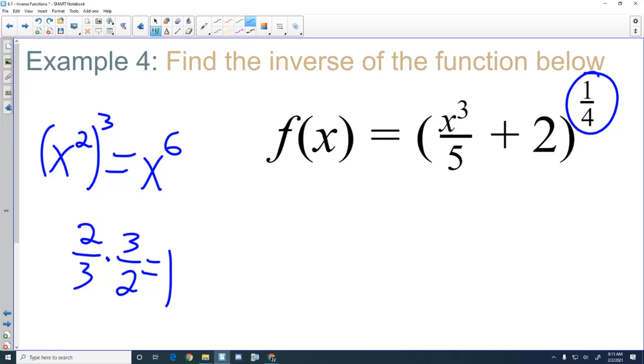So what power could you raise 1/4 to so that it cancels out? Think, 1/4 times what number? 1/4 times what number cancels it out? And that will be the exponent that you're going to want to raise both sides to. So yeah, please don't take a 1/4 root. Don't do that. Think more canceling out exponents.